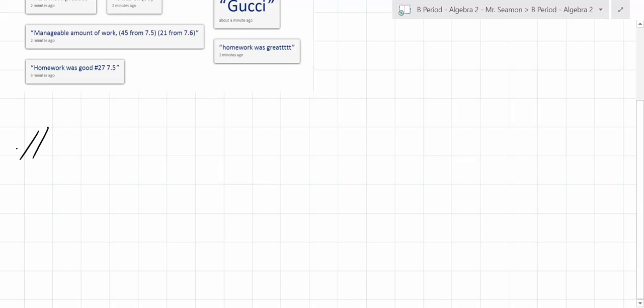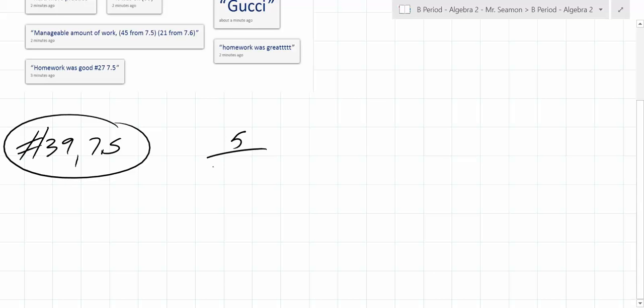So this is number 39 from 7.5, like this. 5 to 136. Because that's going to be 156, thank you, right.